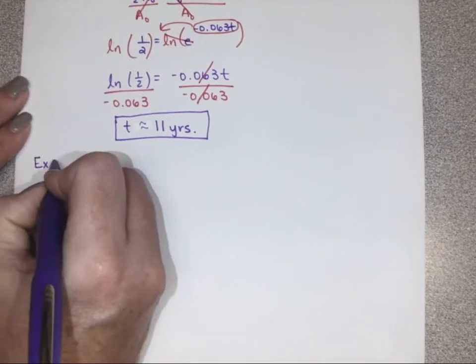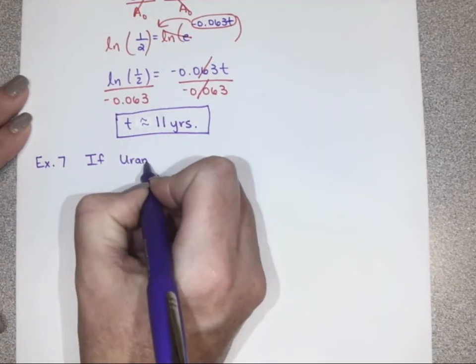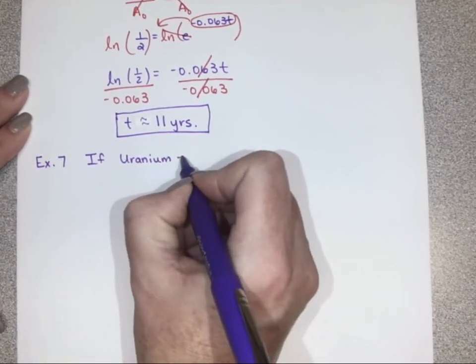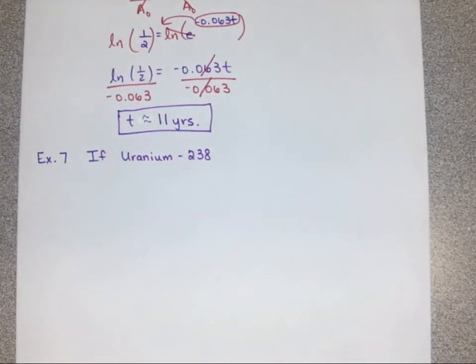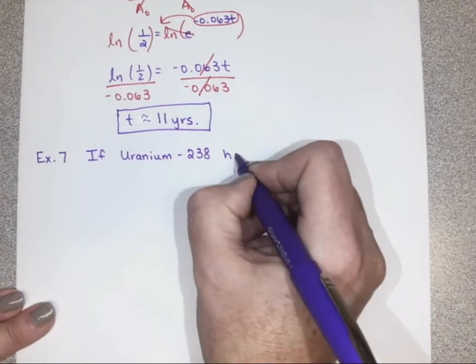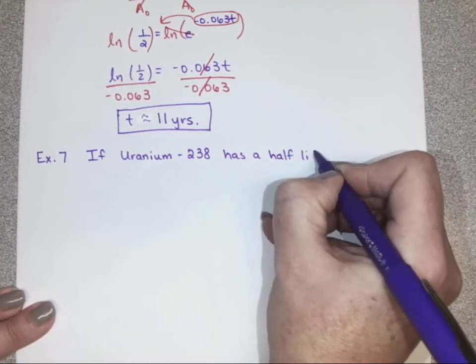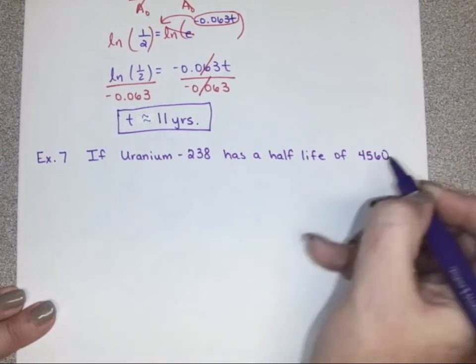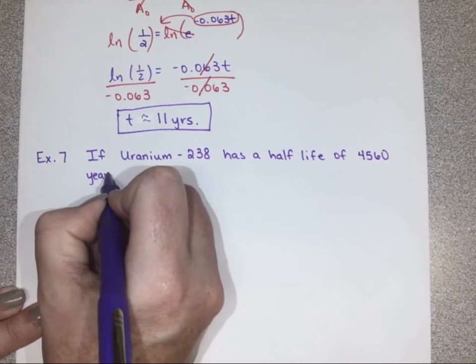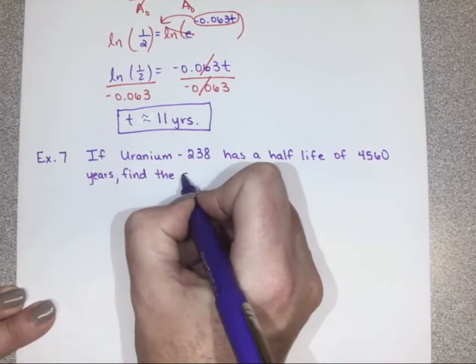Okay, so I want to do another one kind of like that, but we're just going to switch up elements. I don't think you really have to know anything about chemistry to be able to do these problems. You don't, okay? So if uranium-238 has a half-life of 4,560 years, and let's say I asked you to find the decay rate.